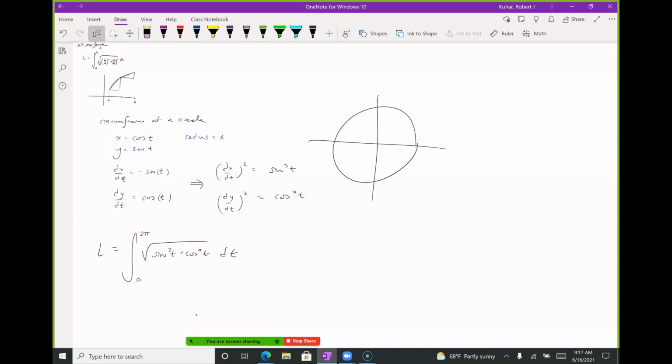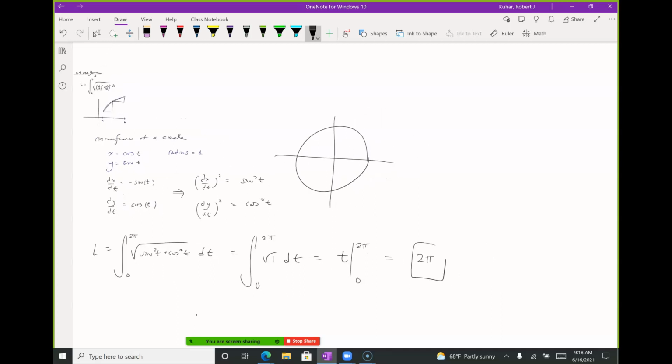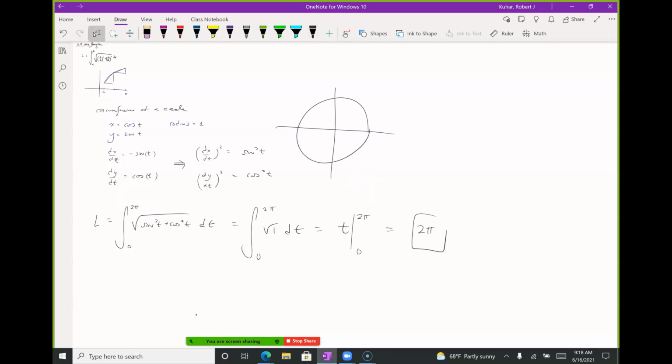So what do you notice here? Sine squared t plus cos squared t is 1. So this is now the integral from 0 to 2 pi of the square root of 1 dt, which of course is just t. I evaluate at 2 pi and then 0, and I get 2 pi. 2 pi r, remember, my radius is 1. Pretty simple, right?